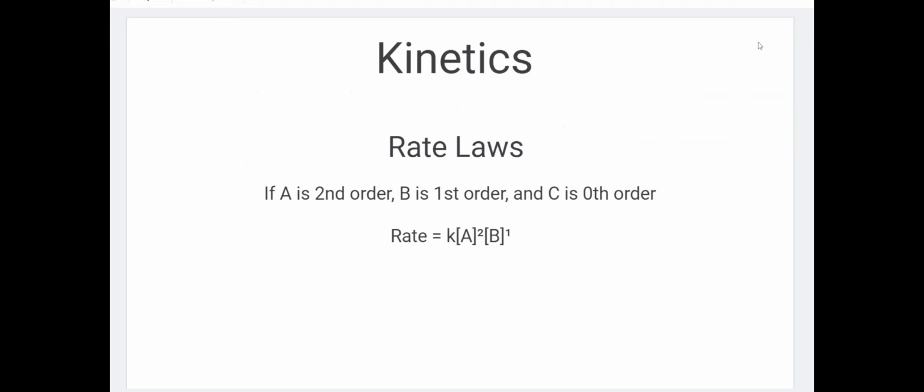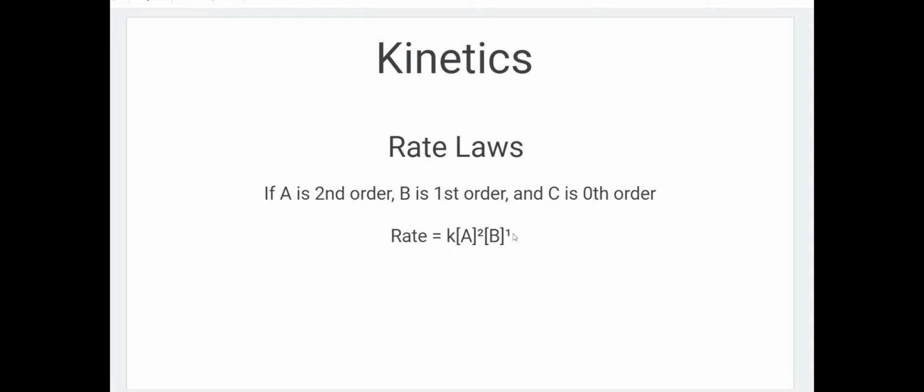All right, so now let's talk about rate laws. So reactions have rate laws, and depending on the order of the reactant, which we're going to look at in a second, then we can determine the rate law. So let's say we have a reaction where in respect to A it is second order, in respect to B is first order, and in respect to C is 0th order.